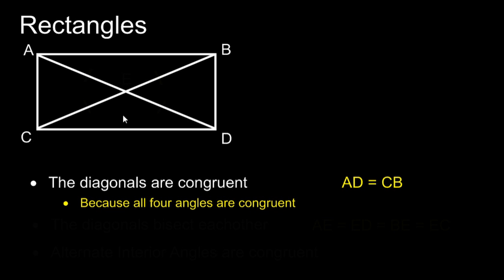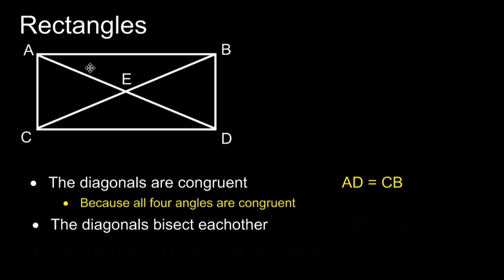Okay? Now the second thing that's different between rectangles and parallelograms is since my diagonals are congruent, when they bisect each other, all four pieces are going to also be congruent. So AE is going to be congruent to CE, is going to be congruent to ED, is going to be congruent to EB. All four of them are going to be congruent.